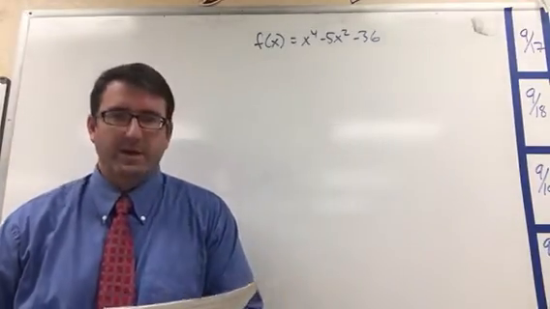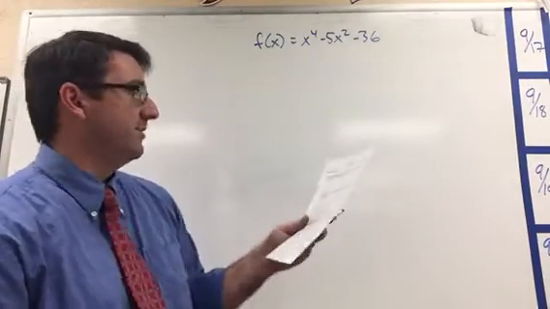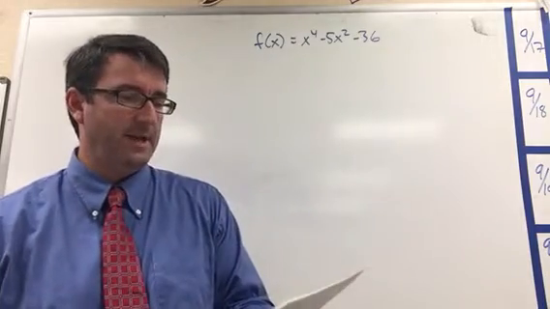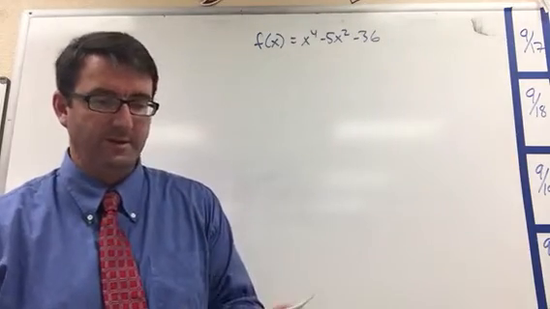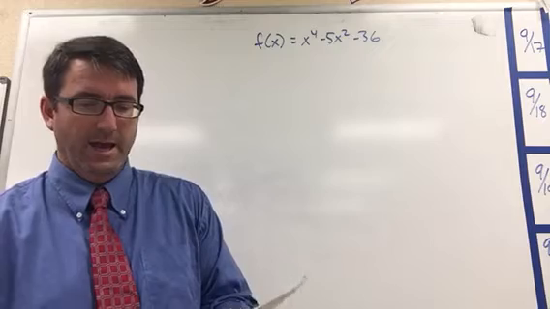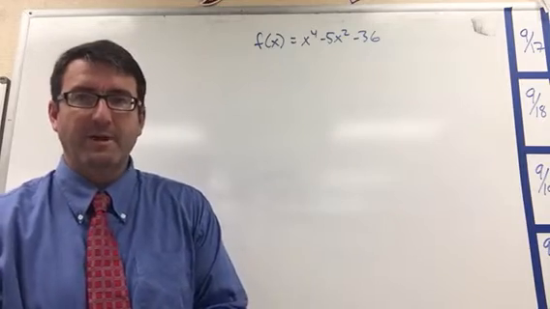All right, for number 3, we're given this polynomial and we're asked to state the number of possible real zeros and turning points, then determine all the real zeros by factoring.